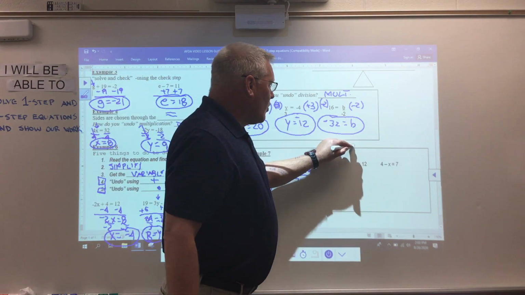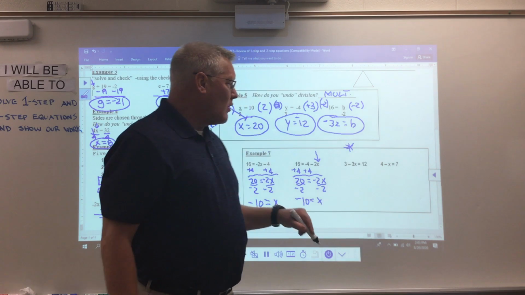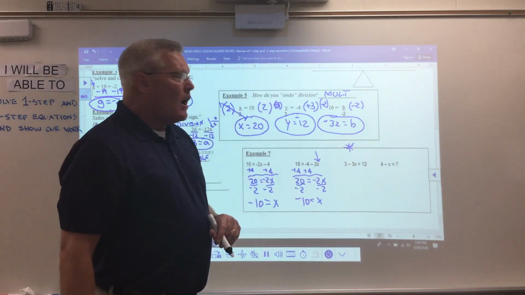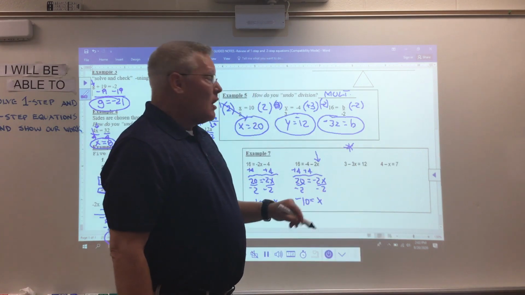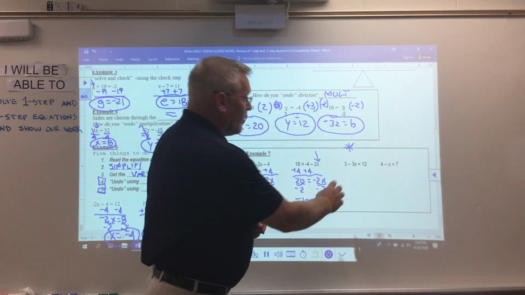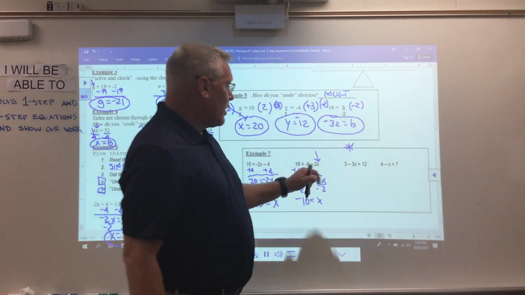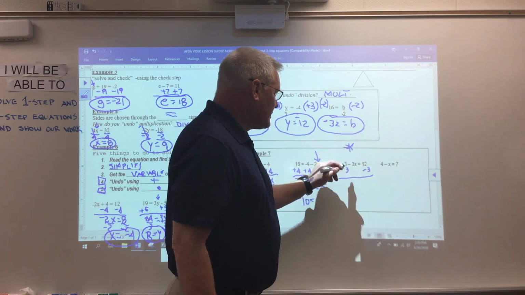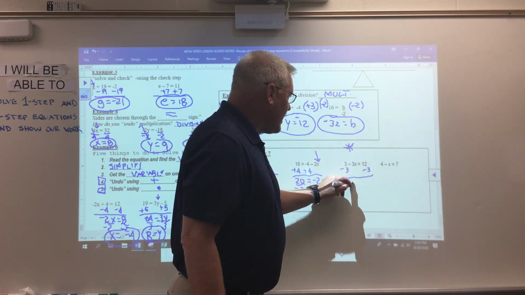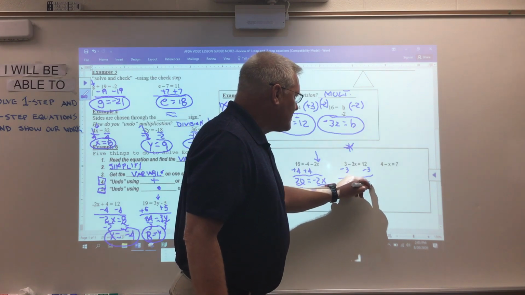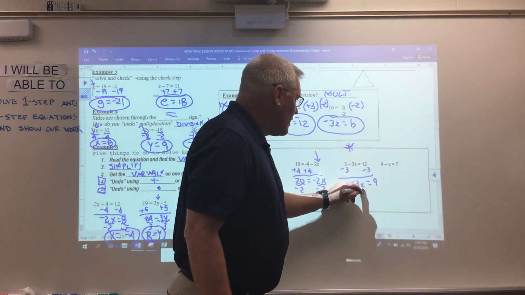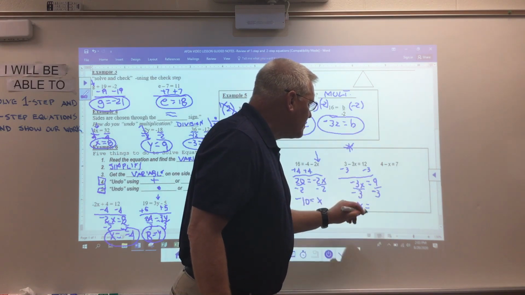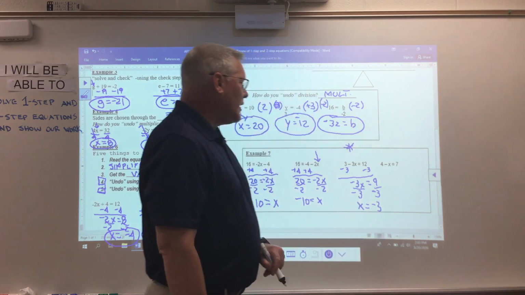So put stars by ones like this here. You don't have the ability to star that one, but pay attention to this sign in front of that 3 right here by the variable, because that 3 is really a negative, whereas this 3 is a positive. So let's go to work. That is a positive 3, so we're going to subtract 3 from both sides, and we get 0 minus 3x, which is negative 3x. 12 minus 3 is 9. Then we'll divide by negative 3, and we have x is equal to negative 3.